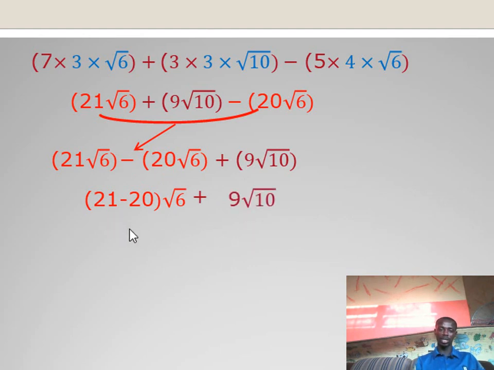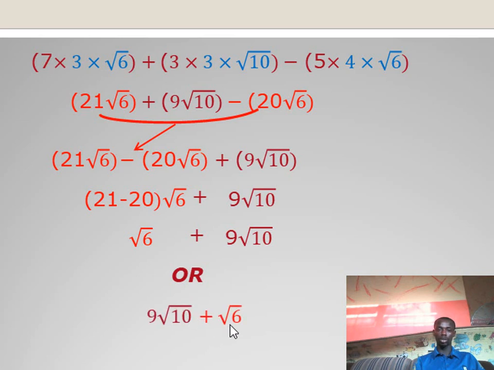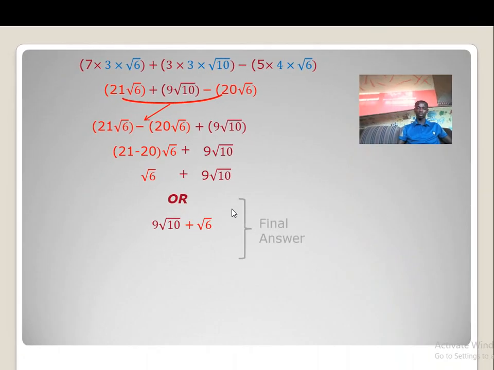So 21 minus 20, that's 1 root 6. I've told you, you don't write 1 root 6. Your 1 root 6 is root 6, then plus 9 root 10. Here is the final answer. Or you can also write it as 9 root 10 plus root 6. They're still the same thing. So there is no other way you can simplify this further. So we have a final answer to be this.